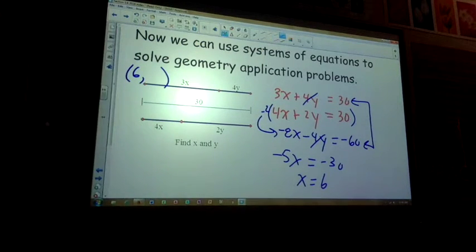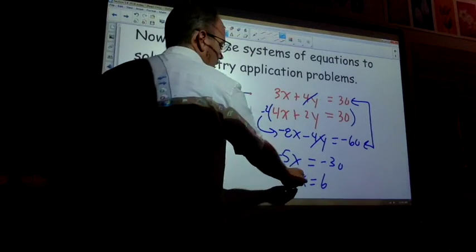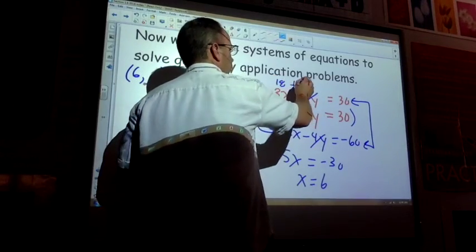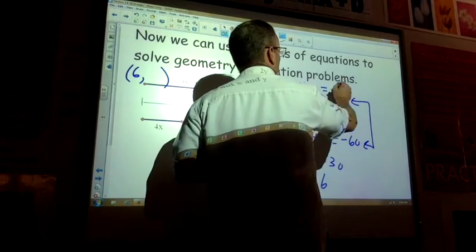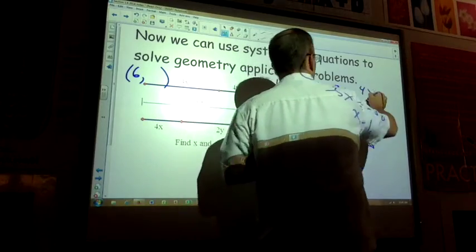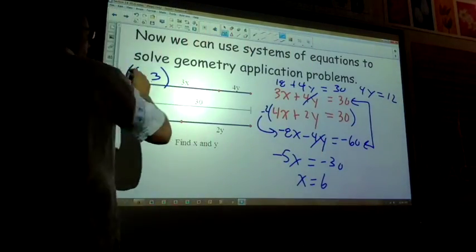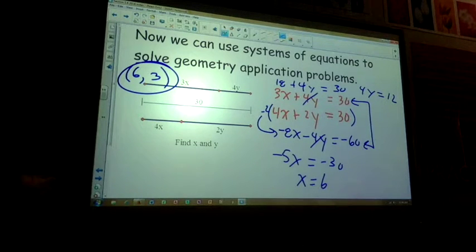I want to find my other answer. So I can plug that back into any of them. So I'll plug it in here. That gives me 18 plus 4y is equal to 30. So 4y, subtracting 18, gives me 12. So y equals 3.